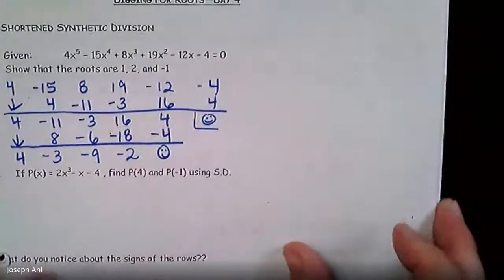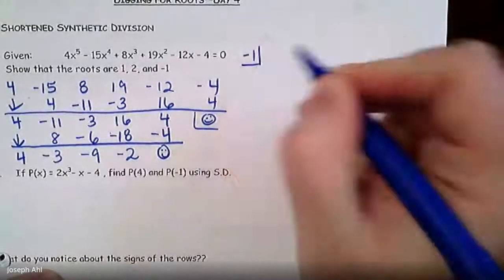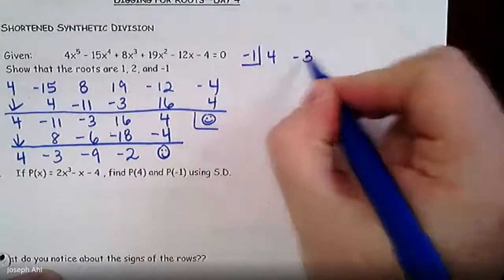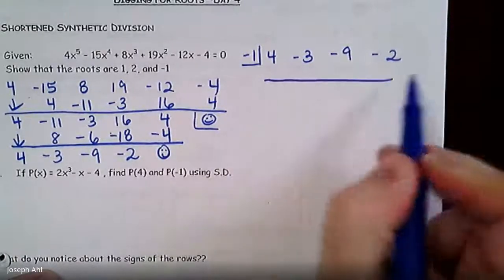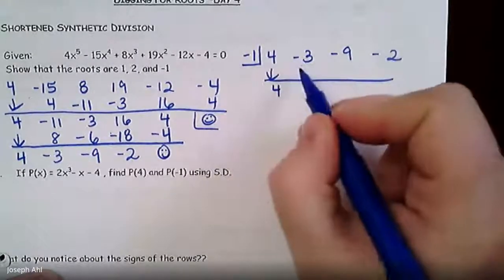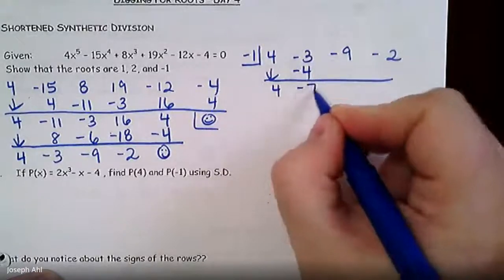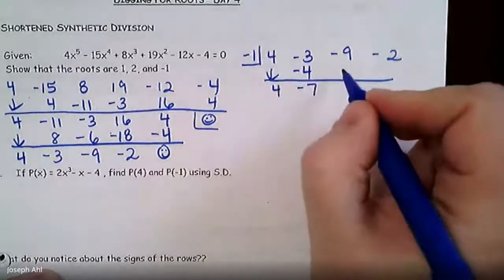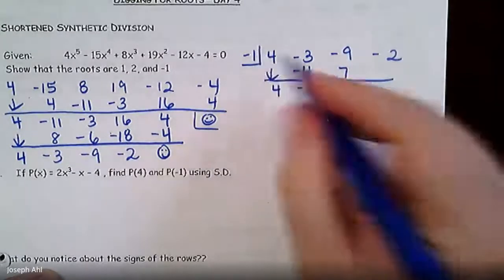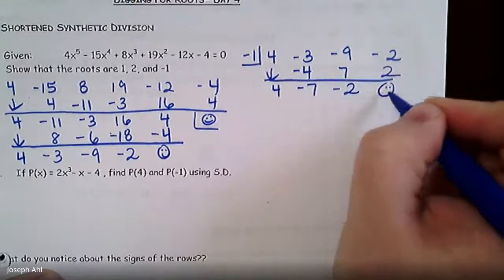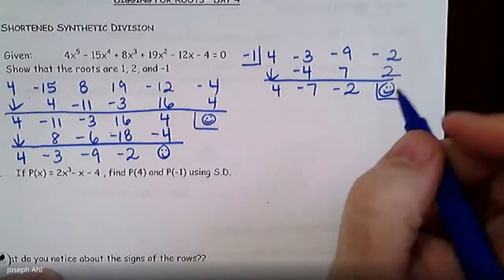So I'm going to carry my work over here. I'm going to test -1 in the coefficients 4, -3, -9, and -2. I'm going to bring down the 4. 4 times -1 is -4, plus -3 is -7. -7 times -1 is 7, plus -9 is -2. -2 times -1 is +2, plus -2 is 0 one more time.